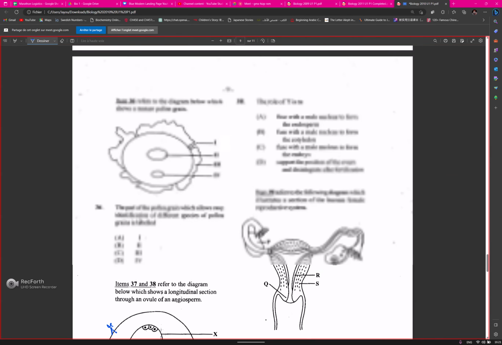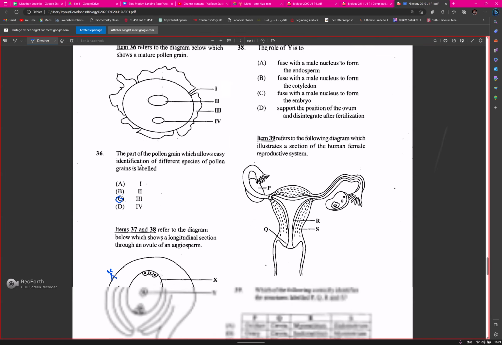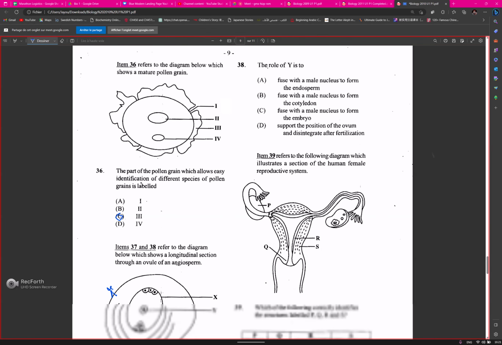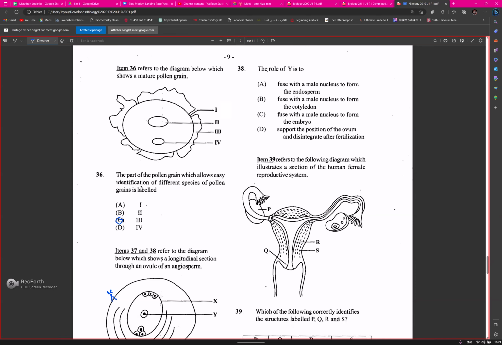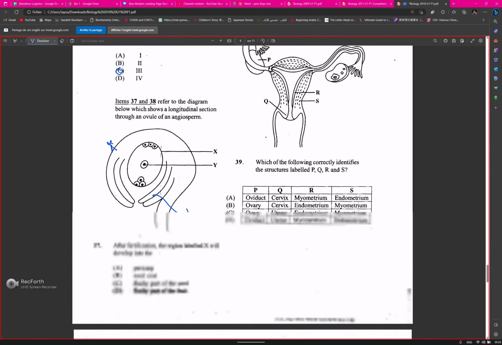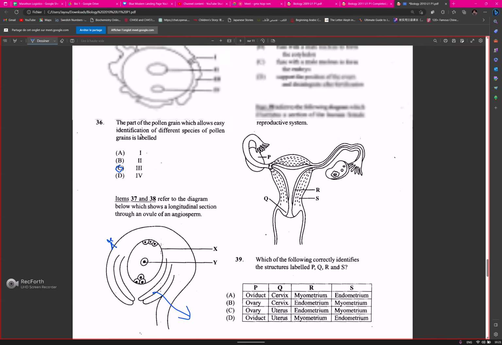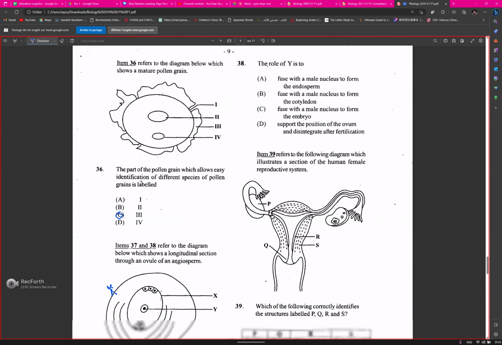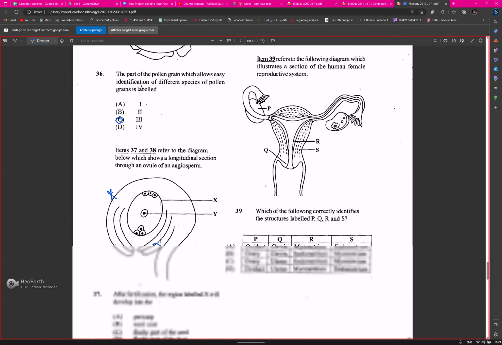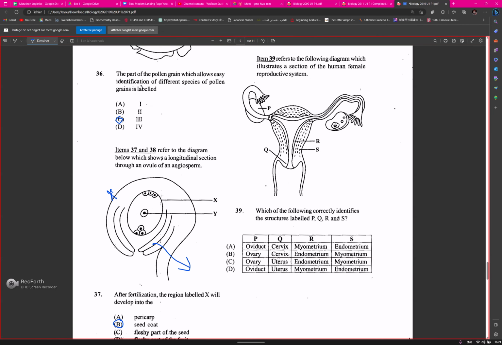Remember your parts of fruits? The role of Y is 2. What is the role of Y? The polar nuclei. What is the role of Y? In the sperm. Alright. Which of the following correctly identifies the structures P, Q, R, and S? So P is the ovary and Q is the cervix.